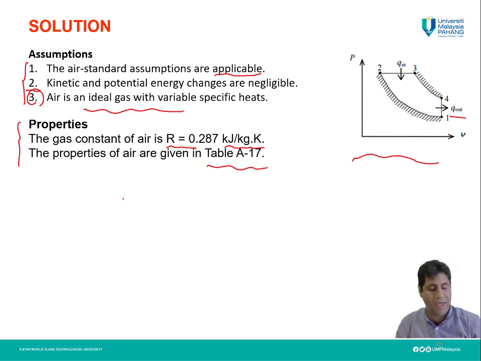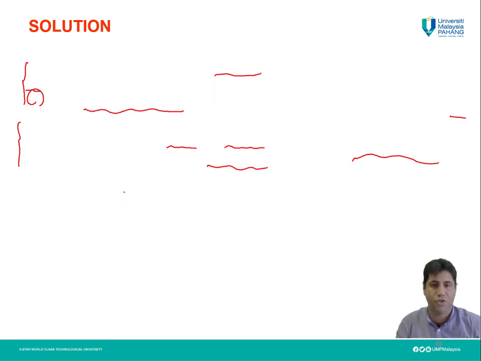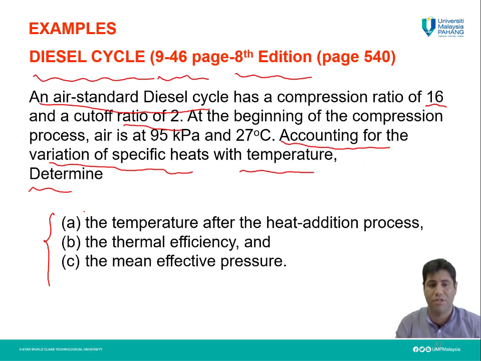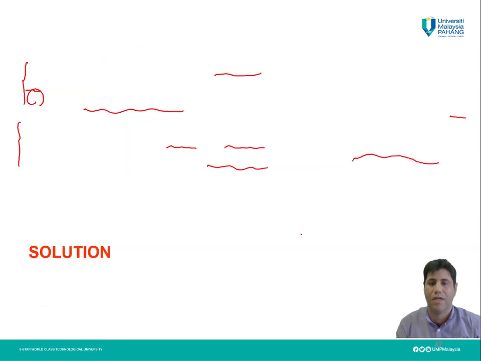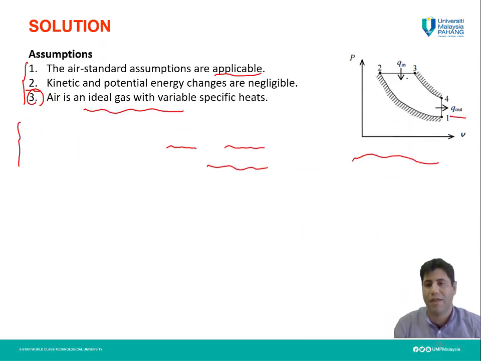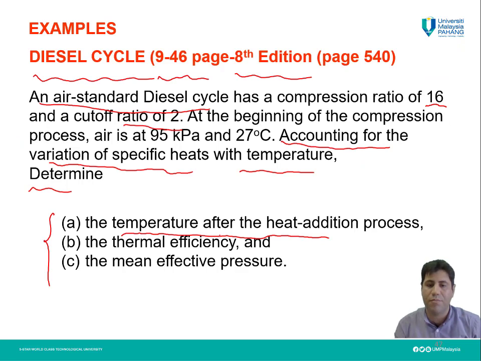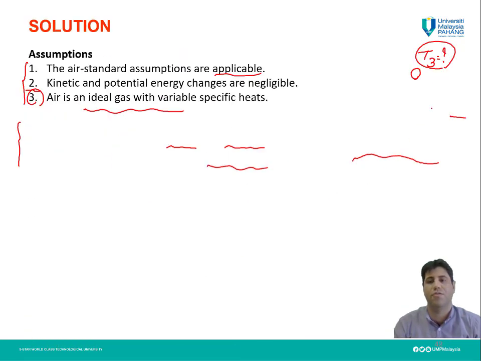Now let's see how we can use the knowledge and the information from the question instruction to find the answer for these three parts. In part A, it is mentioned the temperature after heat addition process. It means, if you just look at the graph, we need to find the temperature for this state or T3. So in part A, we need to find the temperature after heat addition process, or T3.